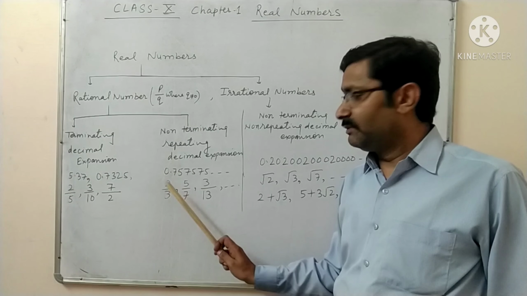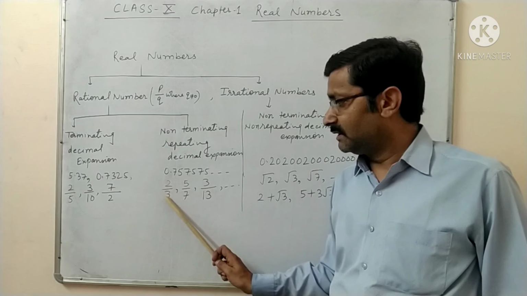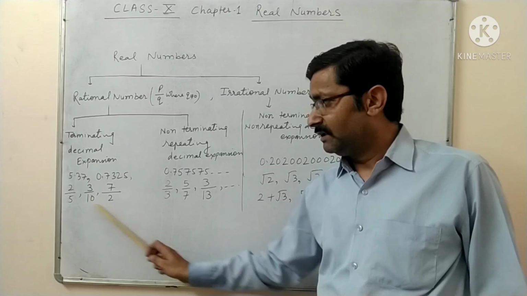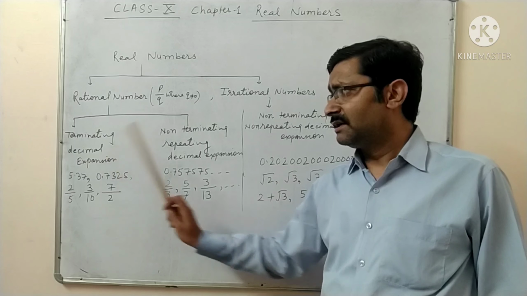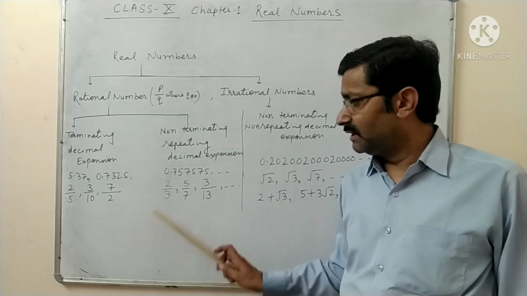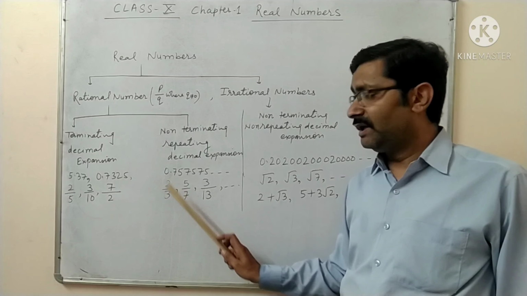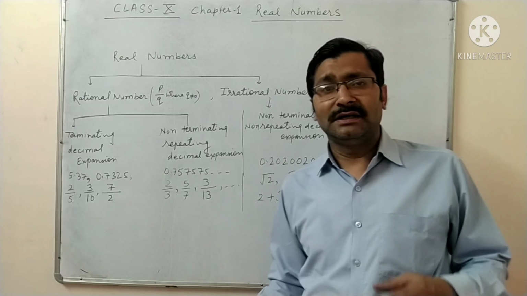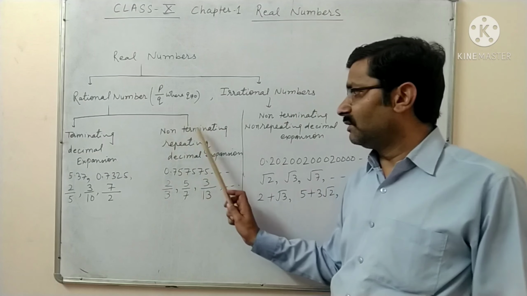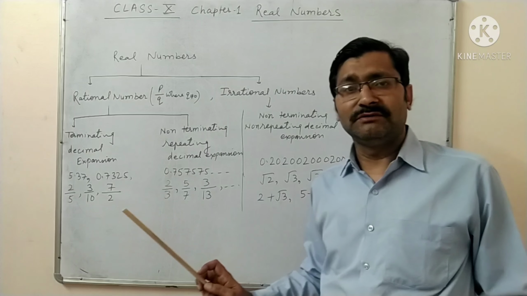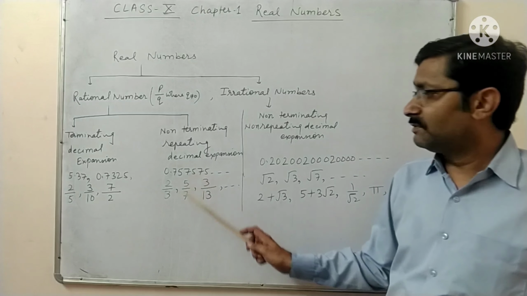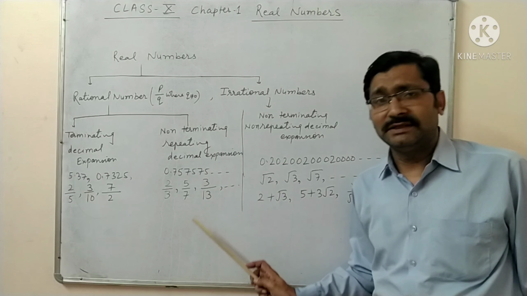Here, if you have questions, look at the denominator. If you have only 2 or 5, it is terminating. But if you have numbers other than 2 and 5, like 3, 7 and 13 in the denominator, then when you divide, for example 2 by 3, you will get a non-terminating repeating decimal format. It is the same for 5 upon 7 and 3 upon 13.